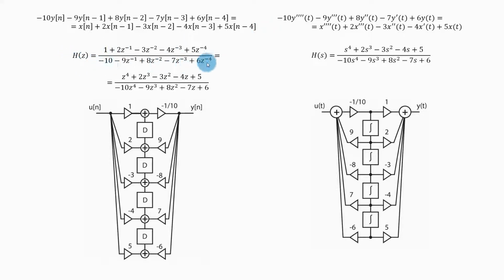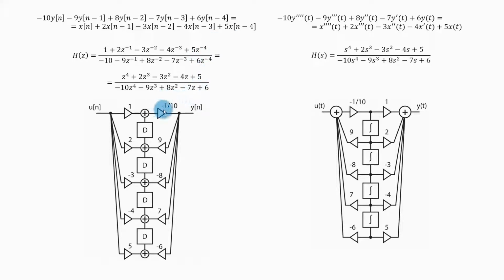Here you have it written in negative powers of z, and here you have it written in positive powers of z. This is the block diagram in the transposed form. This is the coefficient b0, which comes from here, here, here. This is the coefficient b1, which comes from here, here, and here. This is the coefficient b2, which comes from here, here, here. This is the coefficient b3, which comes from here, here, here. And this is the coefficient b4, which comes from here, here, and here.